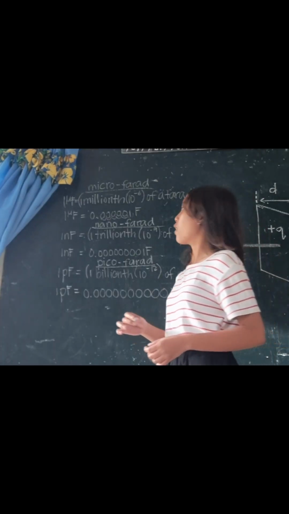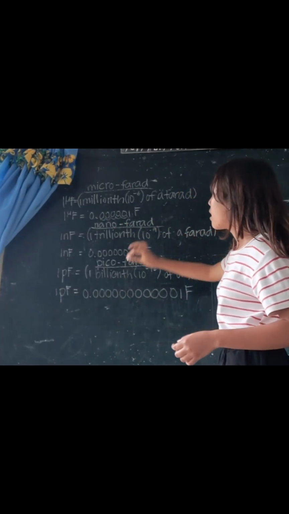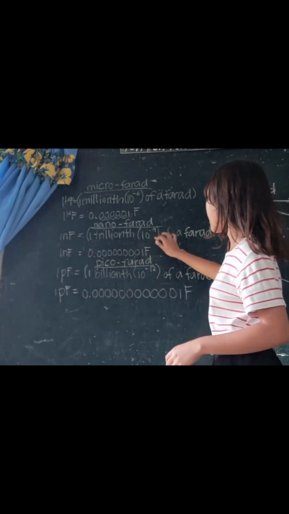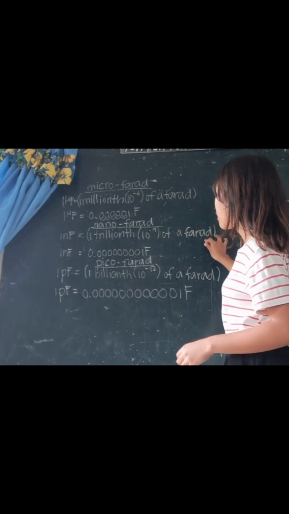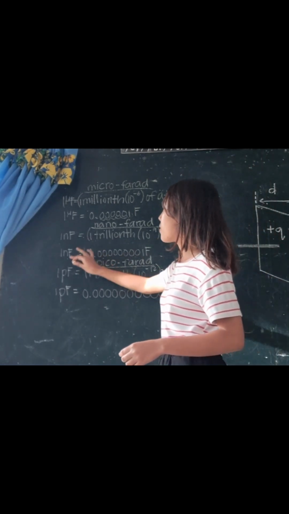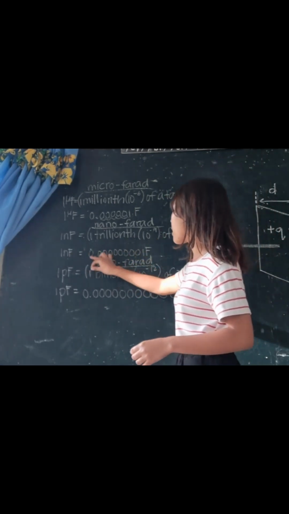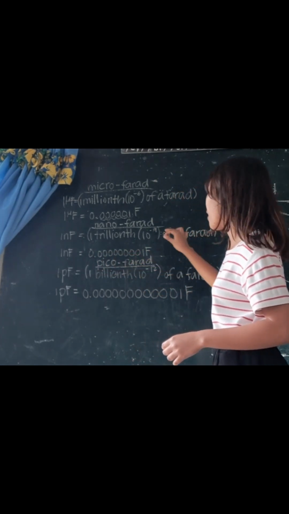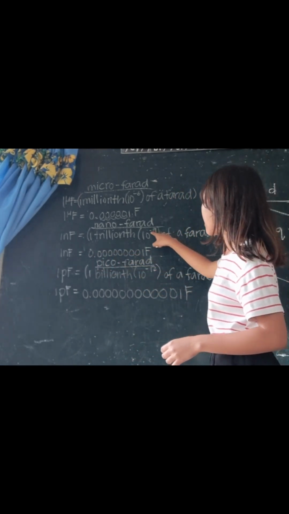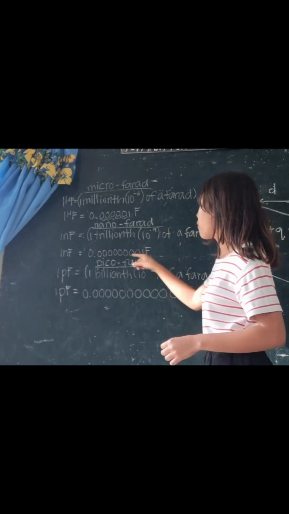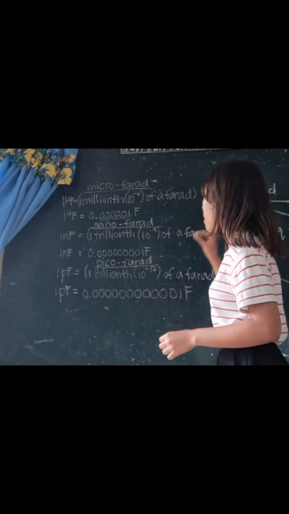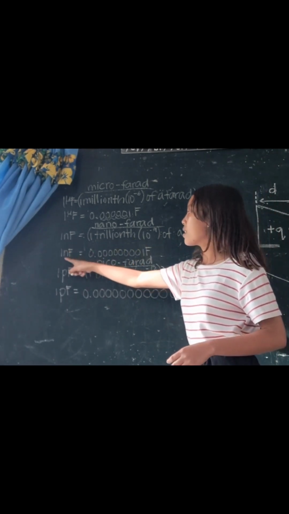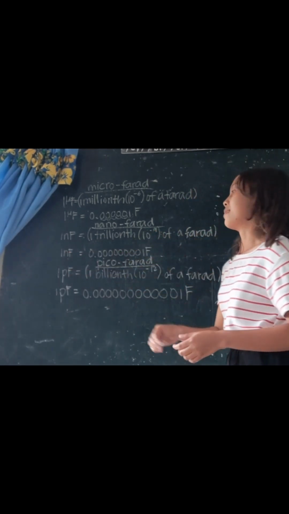Let's now move on to nanofarad. 1 nanofarad is equivalent to 1 billionth, or 10 to the negative 9, of a farad. So 1 nanofarad is equivalent to 0.000000001 farad. Since it has a negative 9 exponent, we will also move 9 decimal places from right to left. So that is how we get the equivalent of 1 nanofarad into farad.